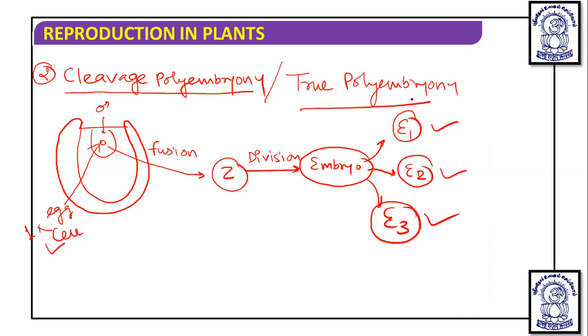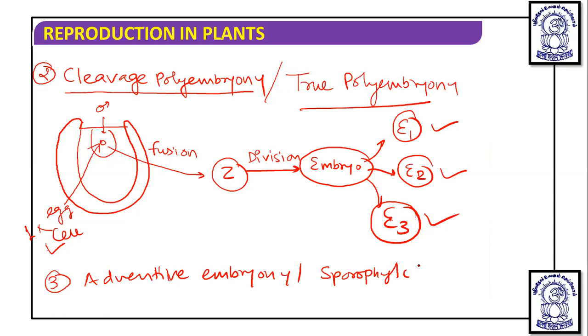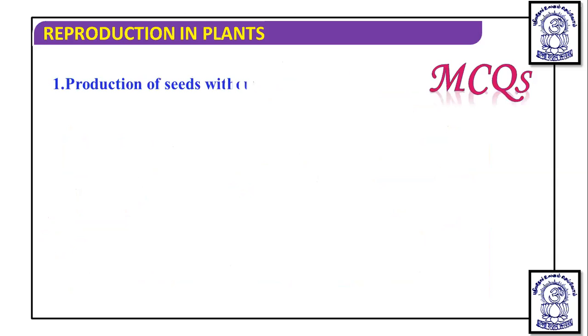And the third type, adventive embryony or sporophytic budding, is seen in case of apomixis, which we have studied. So now I hope you are clear with this part of polyembryony as well. Let's talk about some questions.